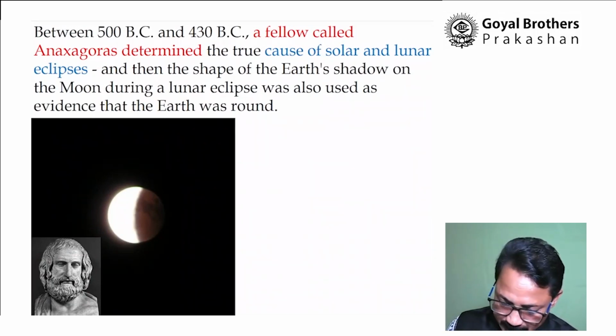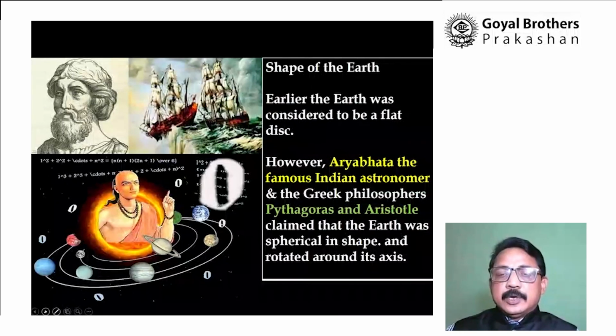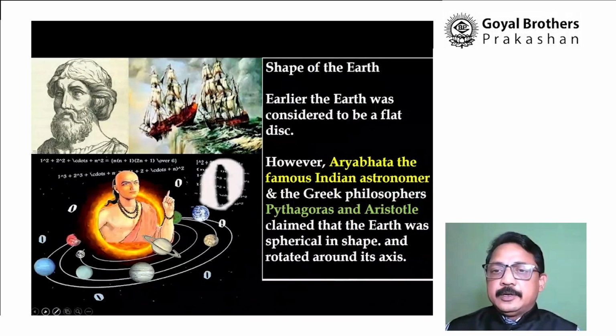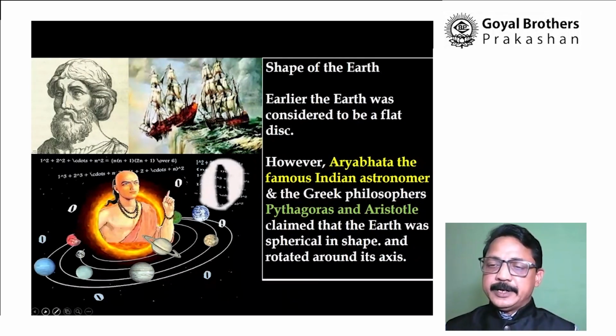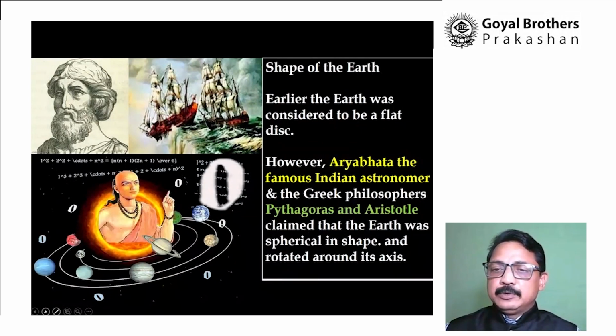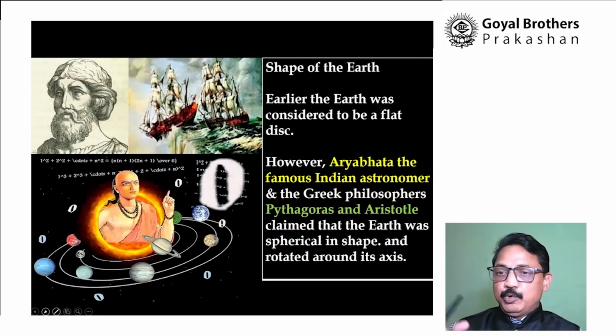Okay. Now, after them, there was another Indian person, you must have heard the name Aryabhatta. He was also India's famous mathematician, as well as an astronomer. He also proposed that Earth must be spherical in shape. Then of course Pythagoras, Aristotle, those people also proposed that Earth must be spherical, but they were not able to give 100% proof that Earth's shape is spherical.